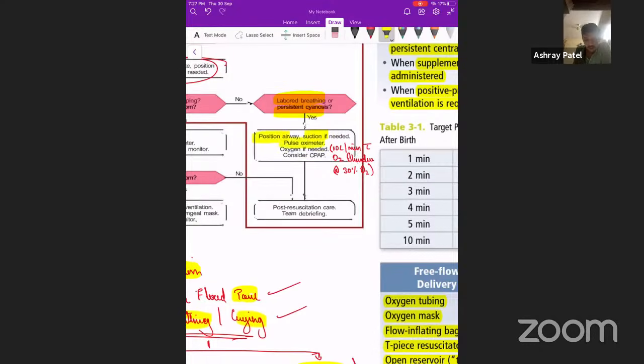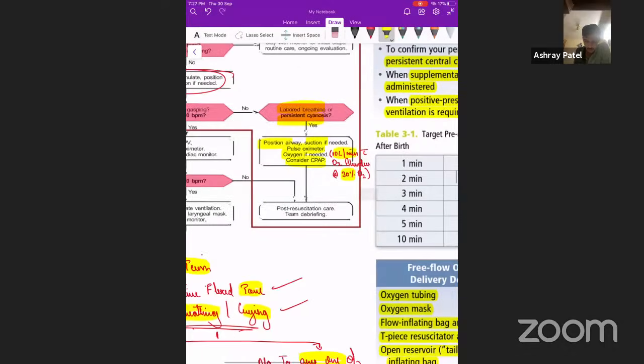We place a pulse oximeter. Since there is persistent cyanosis, we'll have to maintain some amount of target oxygen saturation, which we'll mention later. Oxygen if needed, that is at 10 liters per minute with 30% O2 concentration, and consider CPAP if available.